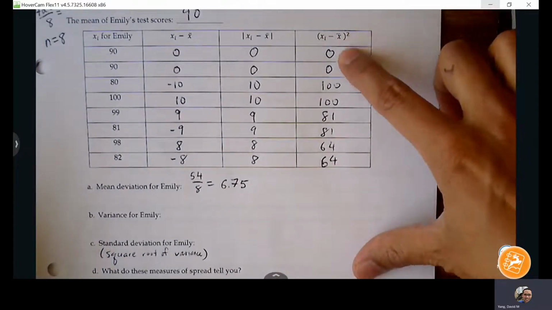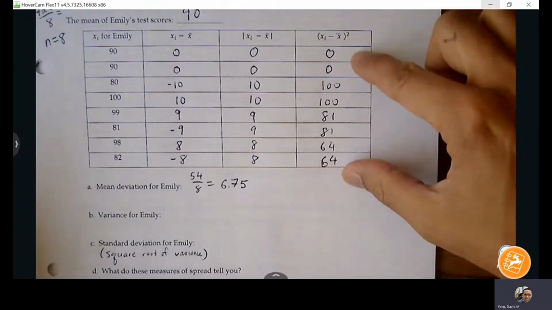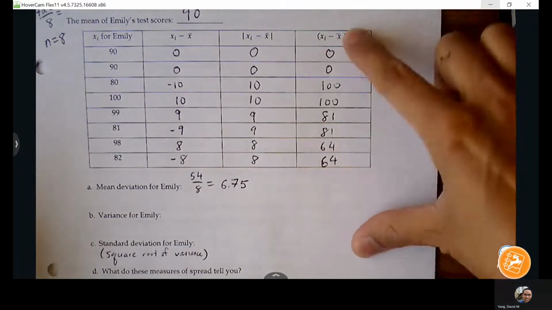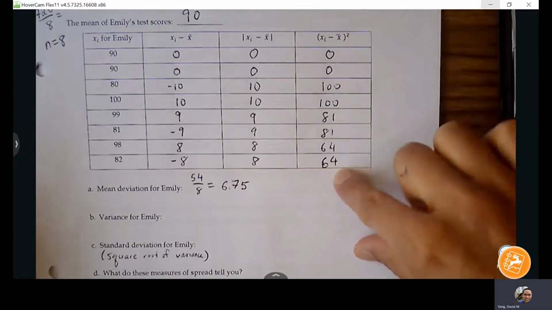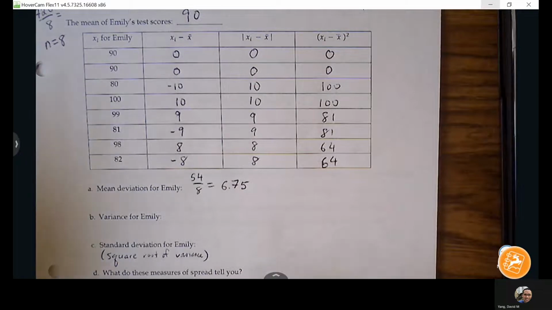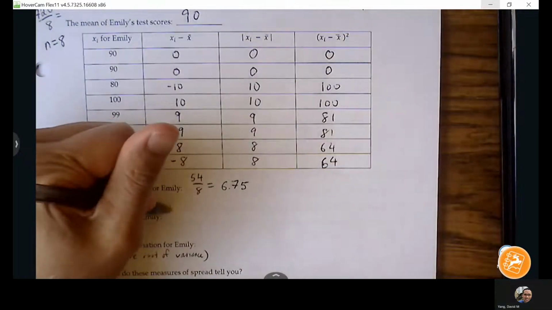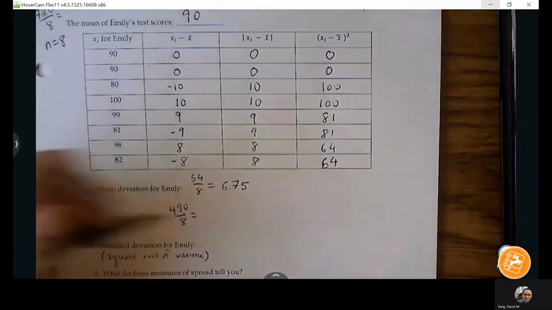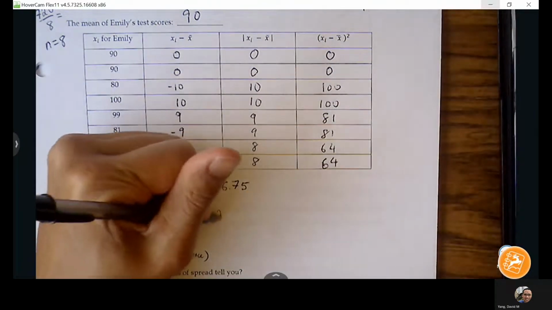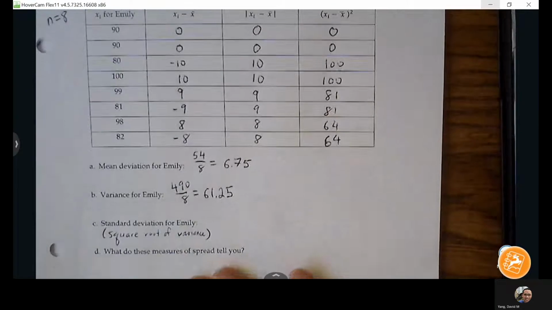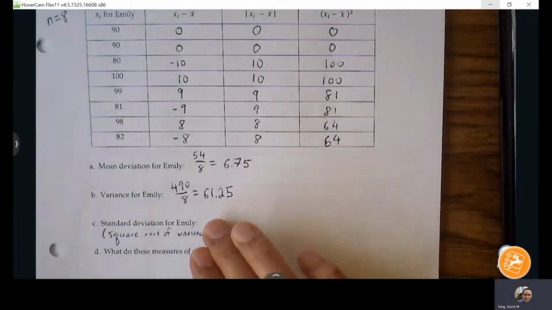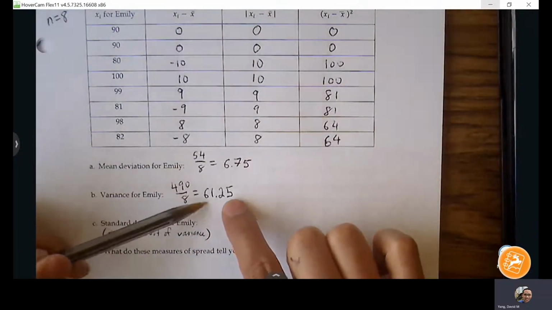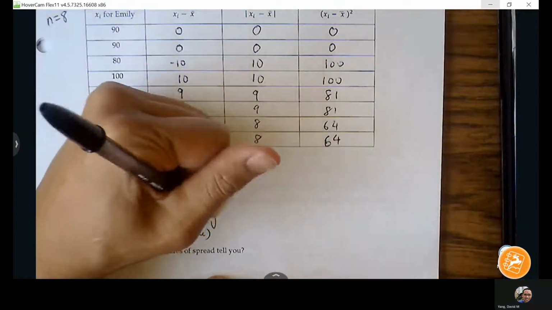Okay, so the variance is where we add up all the differences squared and then find the average of these numbers. Okay, and then your standard deviation, you can just get it directly from the variance. Just take the square root of that.